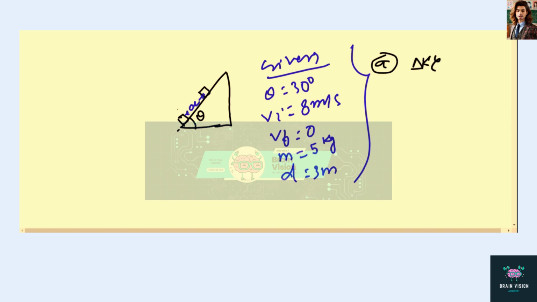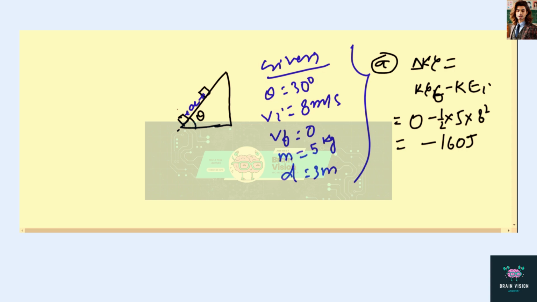Delta KE equals KE final minus KE initial. KE final is 0 and KE initial is half times m times v squared, where m is 5 kg and v is 8, squared. After calculation, this becomes minus 160 joules. This is the change in kinetic energy.